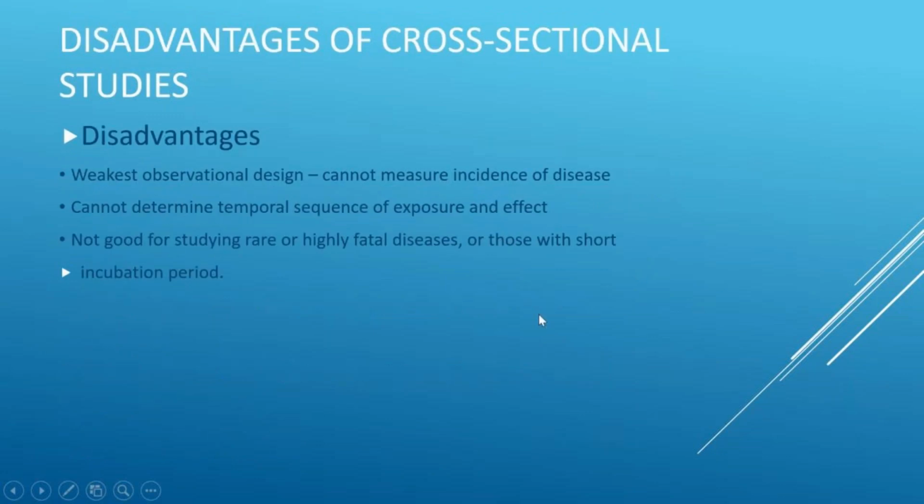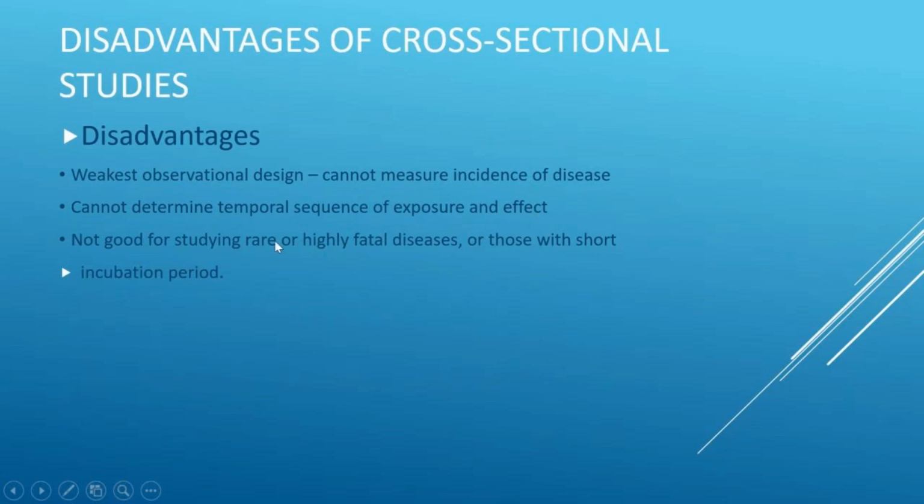So then what are the disadvantages of cross-sectional studies? This is the weakest observational design, cannot measure the incidence of the disease. Incidence is the new cases of a certain disease. This type of studies cannot determine temporal sequence of exposure and effect, causality. Does the exposure cause the disease or it doesn't?